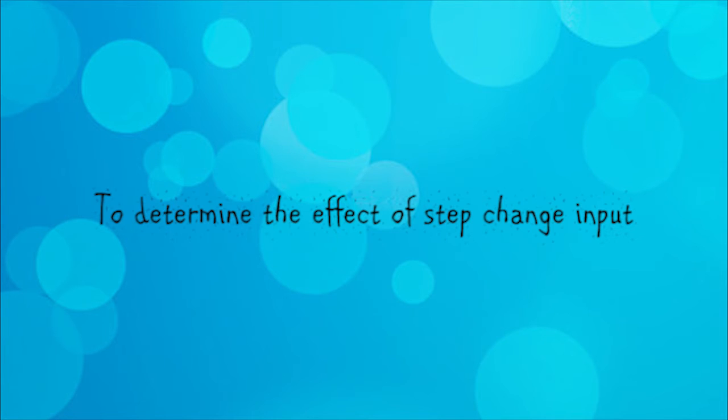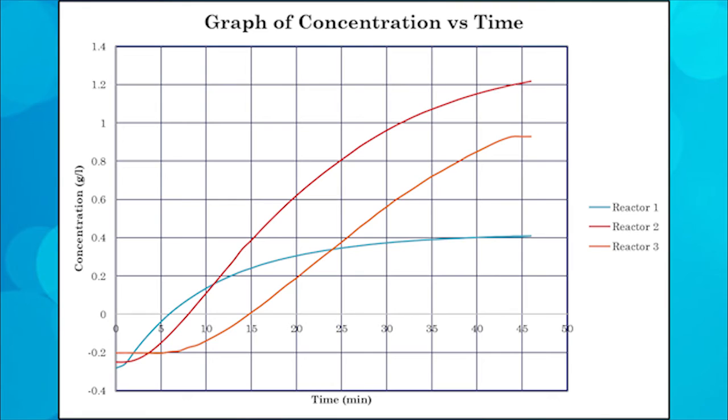For the first part of the experiment, we are going to determine the effect of step change input. This is the graph of concentration versus time. Since this is a step change input, there are two steady state values, which are the initial and final steady state values. The system is initially at rest before the concentration is introduced, which causes the change in equilibrium. Over a period of time, the system will approach a new steady state value and be at rest again.